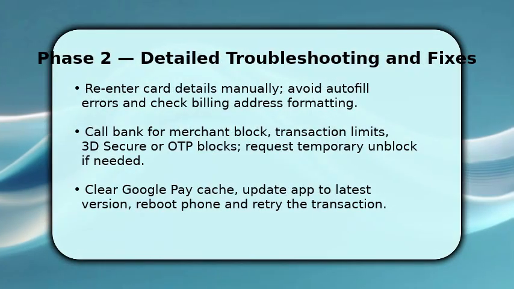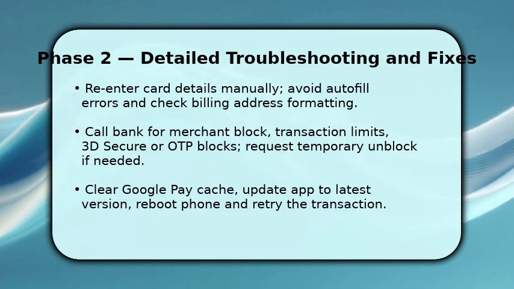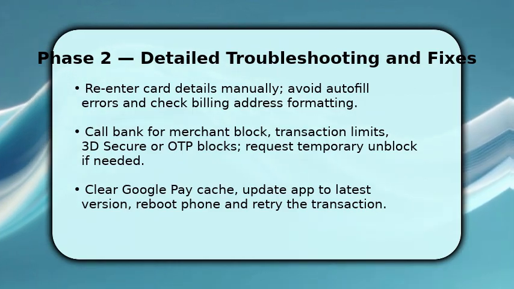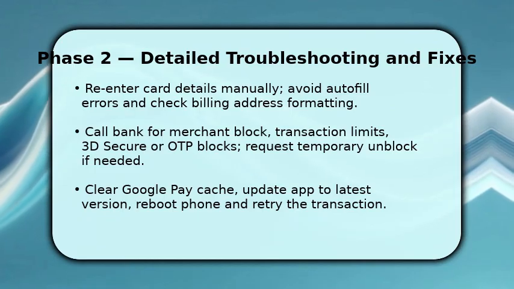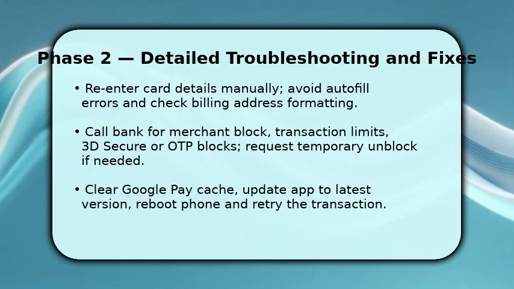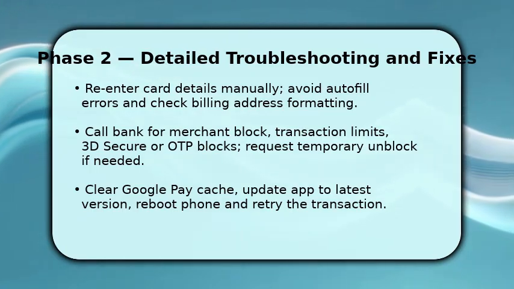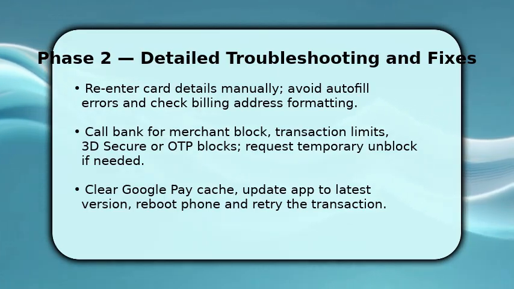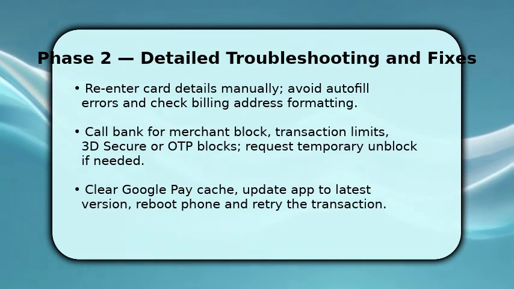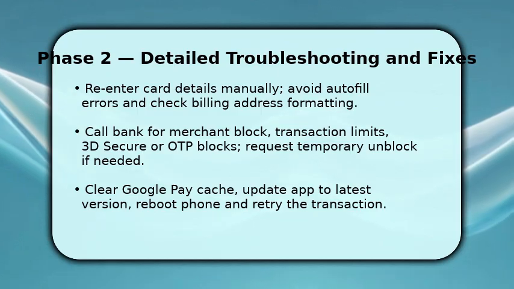Now focus on the core fixes. Type card details manually rather than using autofill, and ensure billing address matches bank records exactly. Formatting matters. If the bank declined, call them, ask about merchant blocks, daily limits, or 3D secure/OTP requirements, and request a temporary unblock for Google Pay. Meanwhile, clear Google Pay cache, confirm the app is updated, and reboot your phone to reset secure elements. Once these steps complete, try the payment again to see whether authorization now succeeds.